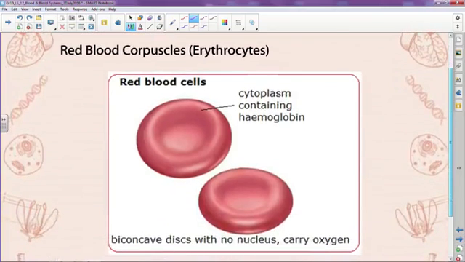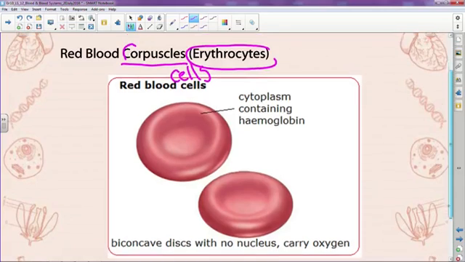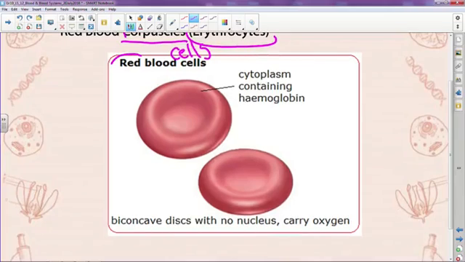Now, when we look at these cells, do you notice there's a variety of words that we use? Red blood cells, red blood corpuscles, or erythrocytes. All of those mean the same thing. You can use any of those terms and it would mean a red blood cell. Obviously, use the easiest one for you to remember. Now, what is so special about a red blood cell? A red blood cell is red.